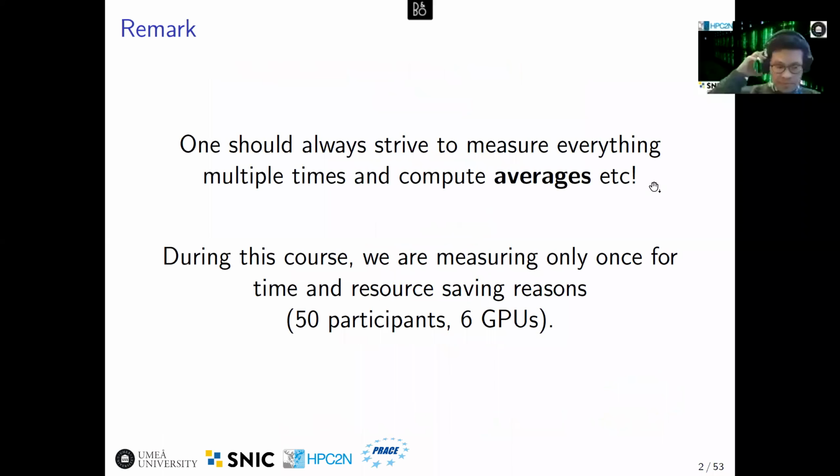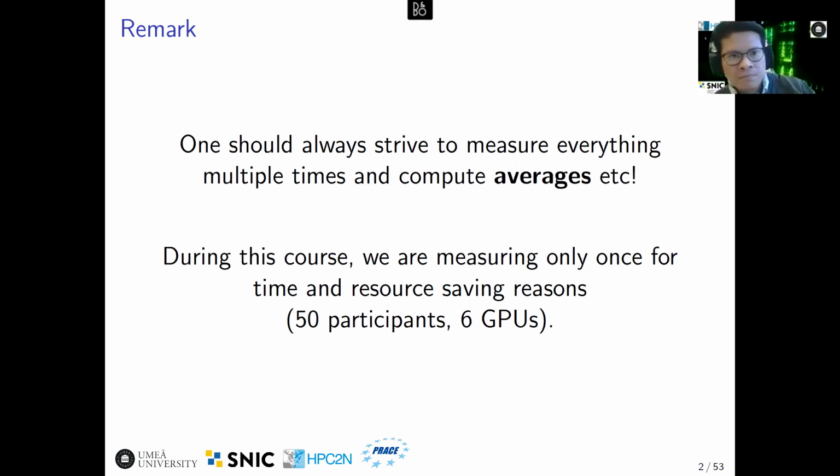Before moving on to the actual material, I have to mention this remark, which is that usually when you are trying to measure, for example, the execution time or the throughput rate or the memory bandwidth, you should strive to measure everything multiple times and then compute averages and variances and apply some sort of statistical methods to make sure that the results you are getting are statistically sound. But in this course, we will be measuring things only once.